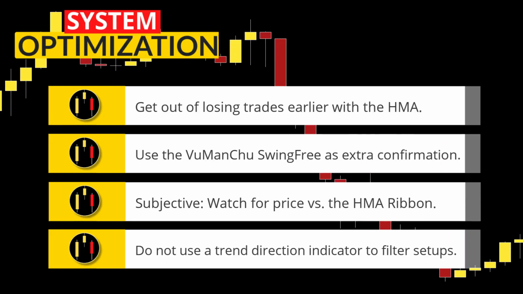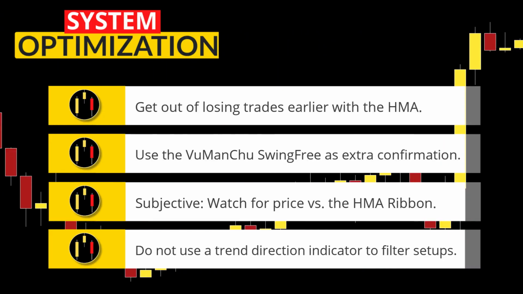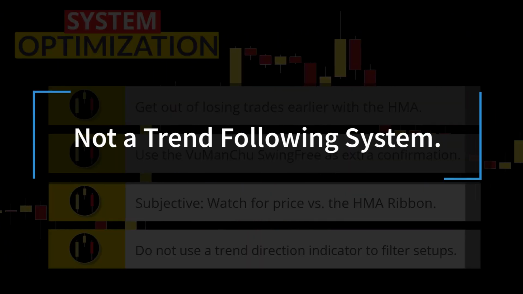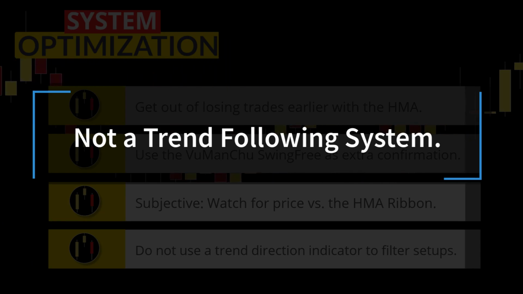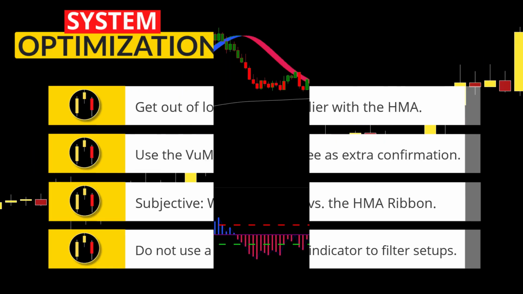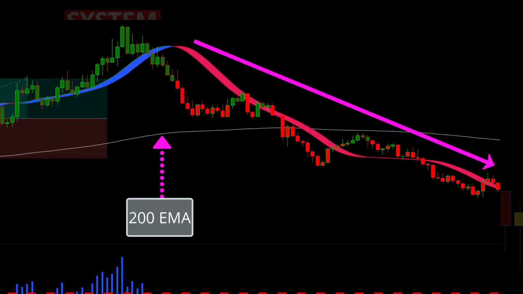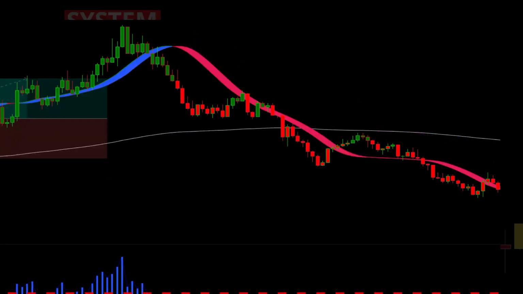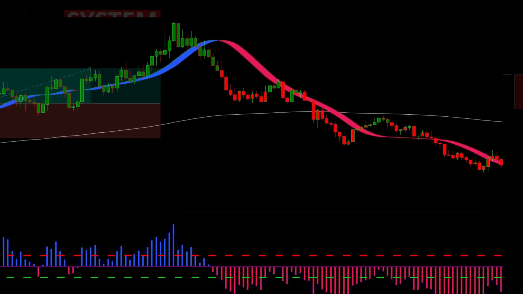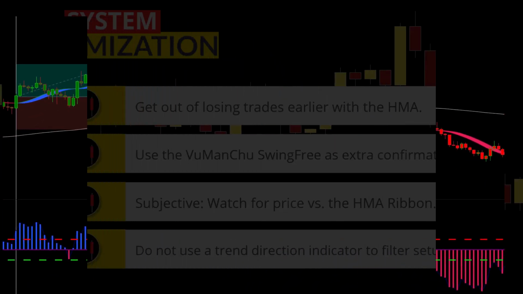the settings. The next optimization tip goes against what you see in most of my videos because this system is not a trend following strategy, but rather more a counter trend strategy. Looking at this chart, you can see that this huge move would have been missed if you used the 200 EMA as a filter. I had the 200 EMA on for much of the test just to see what would happen, and this was common on many larger moves.